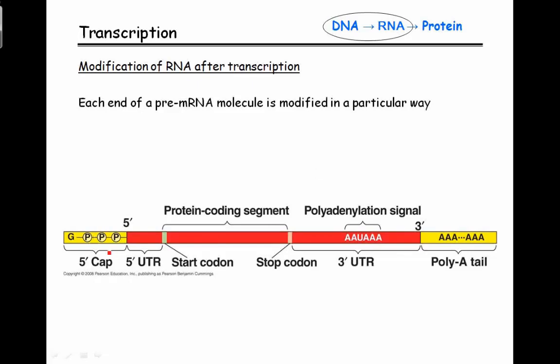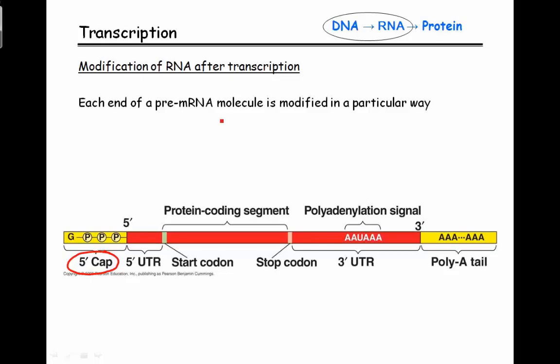On the 5' end, we're going to get a structure that we call a 5' cap. This cap is made from a modified guanine nucleotide, so it is different from the other guanines inside the cell, and it is distinguishable as a cap. And then we're also going to add what we call a poly-A tail on the 3' end. Both of these additions are necessary if we're going to have a functional mRNA molecule.